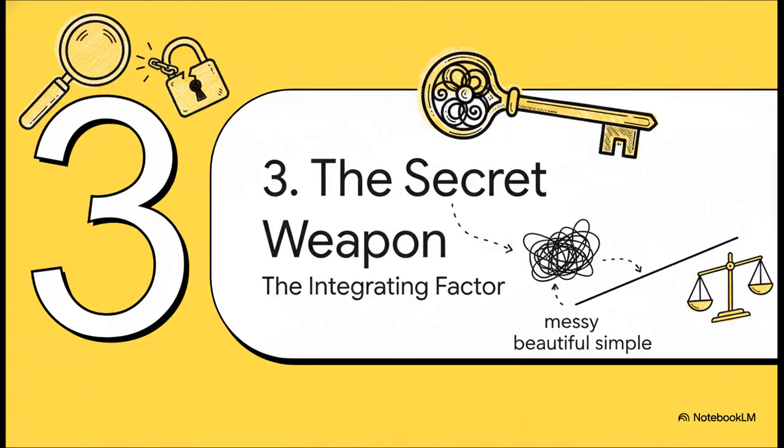So what happens when a detective hits a wall? They don't just give up. They pull out a special tool. And for us, that tool is a kind of mathematical secret weapon. It's like a decoder key, and it's called the integrating factor. Its entire job is to take this messy, unsolvable equation and transform it into something surprisingly simple.